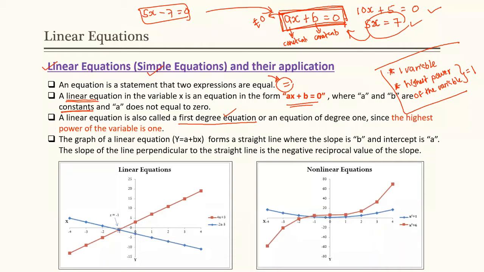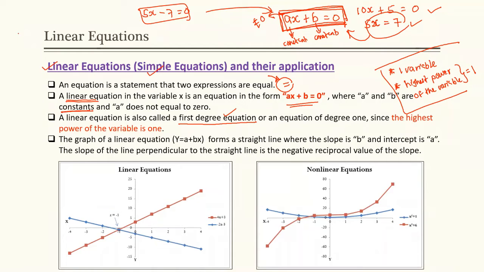Okay. Right? There should be only one variable and the highest power of that variable should also be equal to 1, not more than that. There can be only one variable. If the highest power of the variable is one, yes, then that is a simple equation. Okay, right.